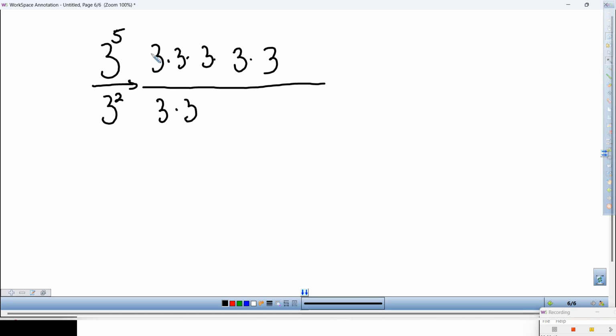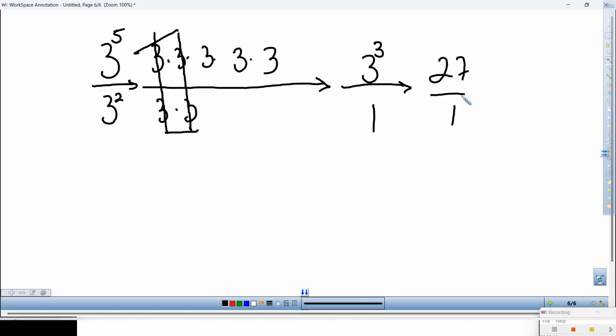Yes? So therefore, what is 3 over 3? 1. So basically, it makes a giant 1. Yes? So therefore, what's left on the denominator? 1 times 1 is 1. What's left on the numerator? 1 times 1 times 3 times 3 times 3. That's 3 to the 3rd. Everybody agree with that? 3 to the 3rd, we know it's 27 over 1, which is 27.